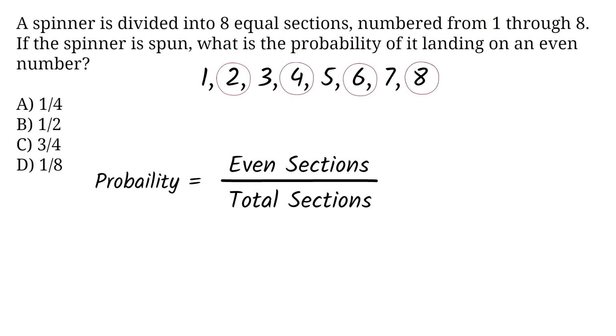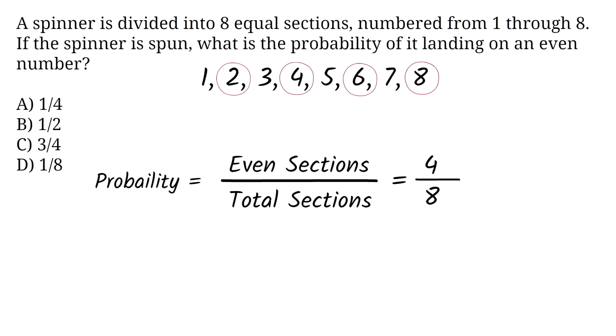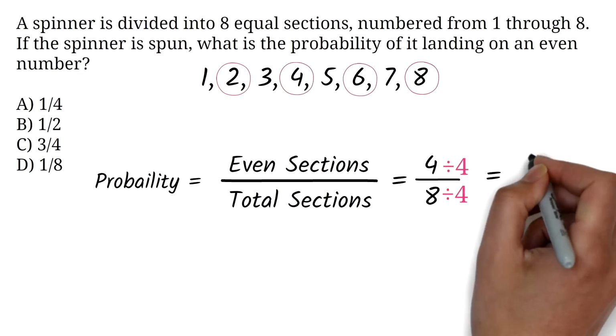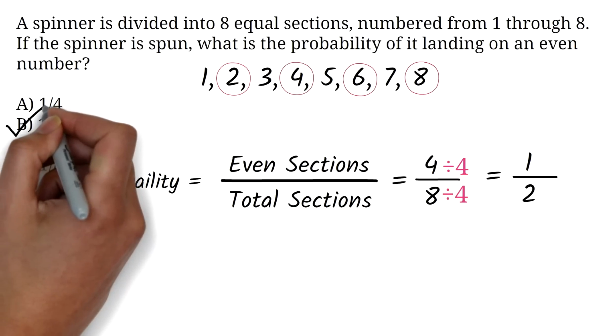Therefore, the probability of landing on an even number is the number of even sections, 4, divided by the total number of sections, 8. We can simplify the fraction. Reduce by 4. 4 divided by 4 is 1. 8 divided by 4 is 2. The probability of the spinner landing on an even number is 1/2. So the correct answer is B, 1/2.